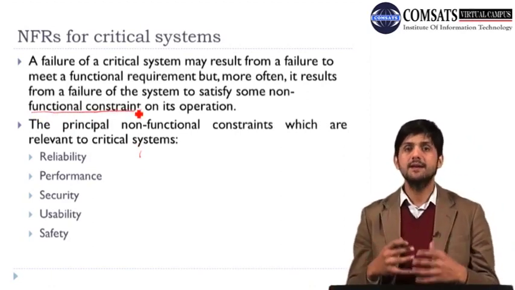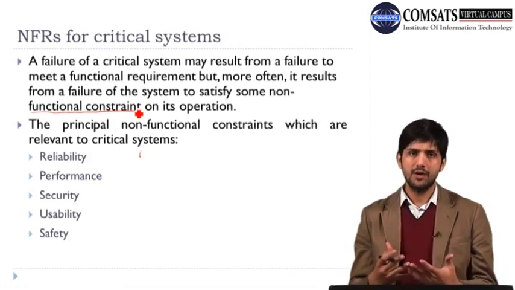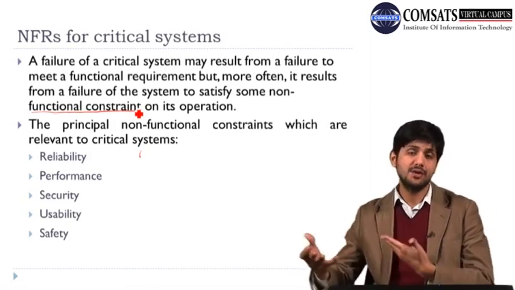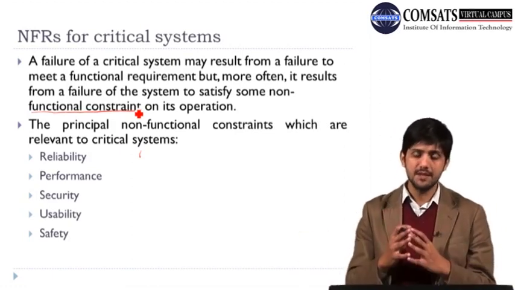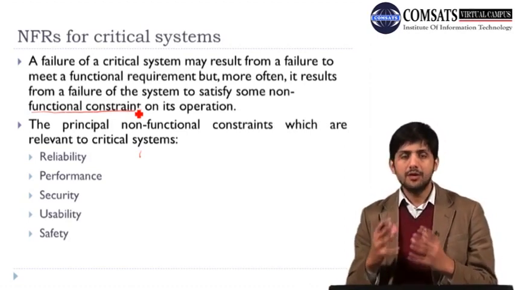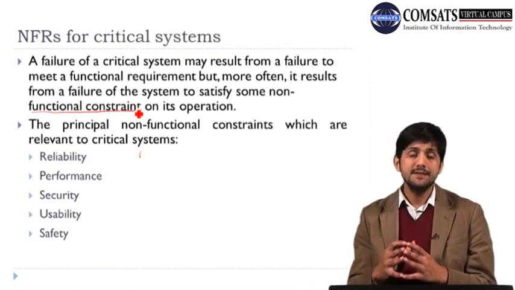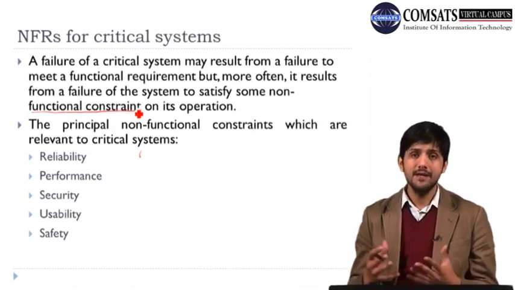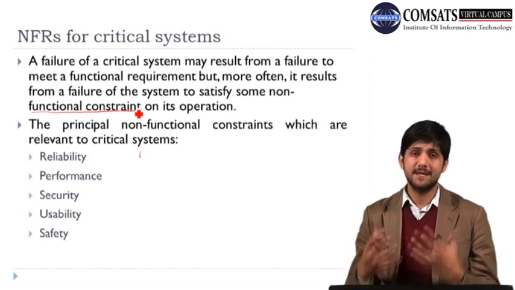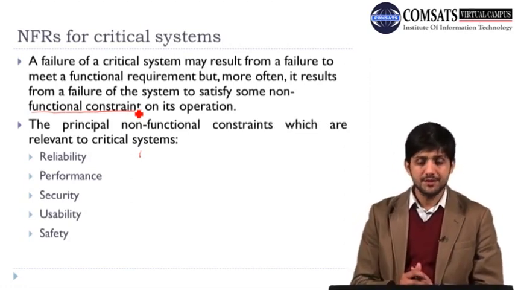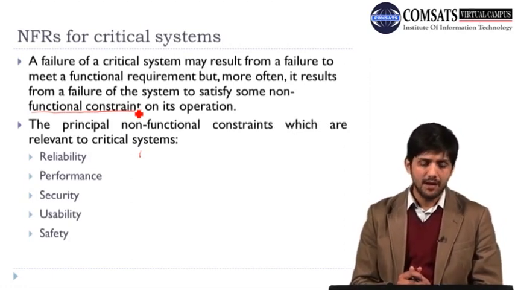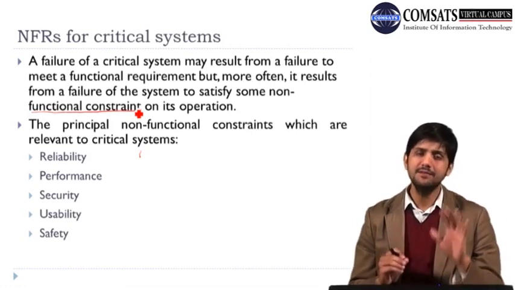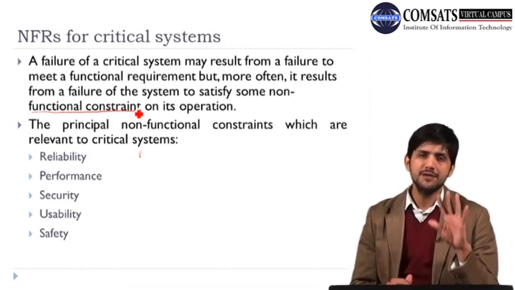At times, as I said, it is very easy to test the functional requirements, and normally we write functional requirements in a fashion that they become testable, whereas for non-functional requirements, that's not the case. Because they are not thoroughly tested, they can result in failure of the systems. So we need to understand what the important categories of these non-functional requirements are and how we actually specify them. The principal non-functional constraints which are relevant to critical systems are reliability, performance, security, usability, and safety. These are the 5 concerns which are of real importance for safety critical systems.